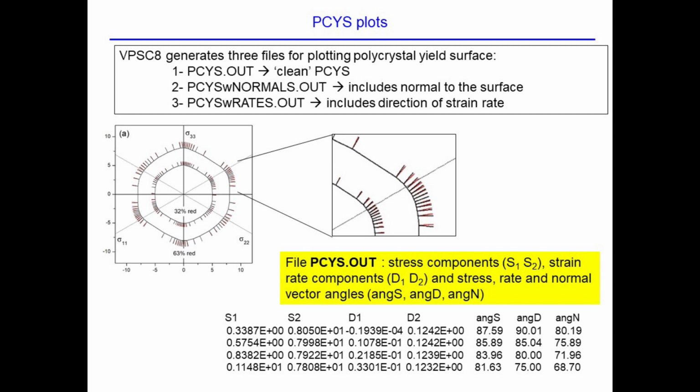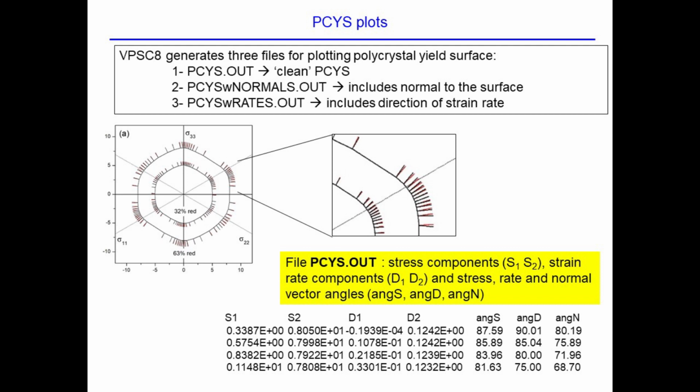VPSC can calculate the polycrystal yield surface, and it will generate three files with the polycrystal yield surface. One is called polycrystal yield surface.out, and the other two files contain the normals to the yield surface and the direction of the strain rate. It's not really for the usual plots, but if you really want to see how much they differ from each other, the normal to the yield surface and the direction of the strain rate.